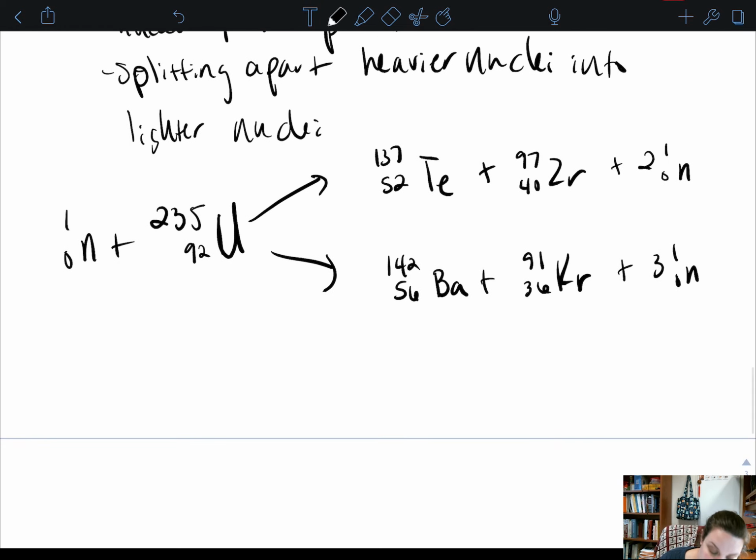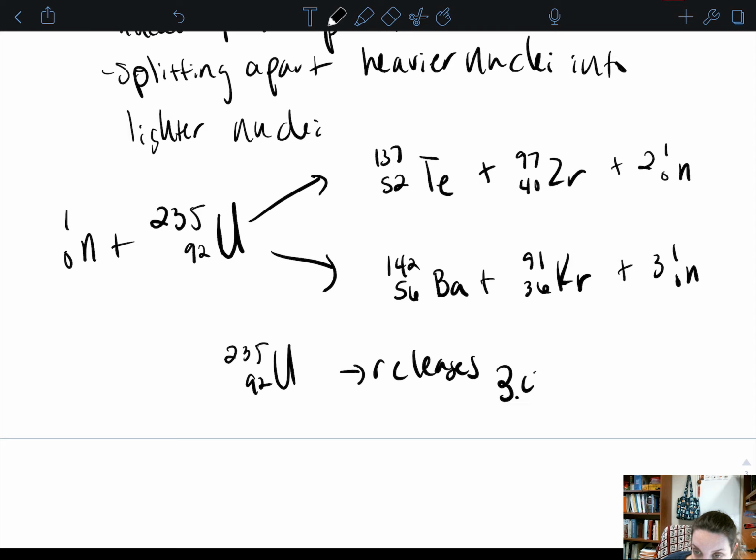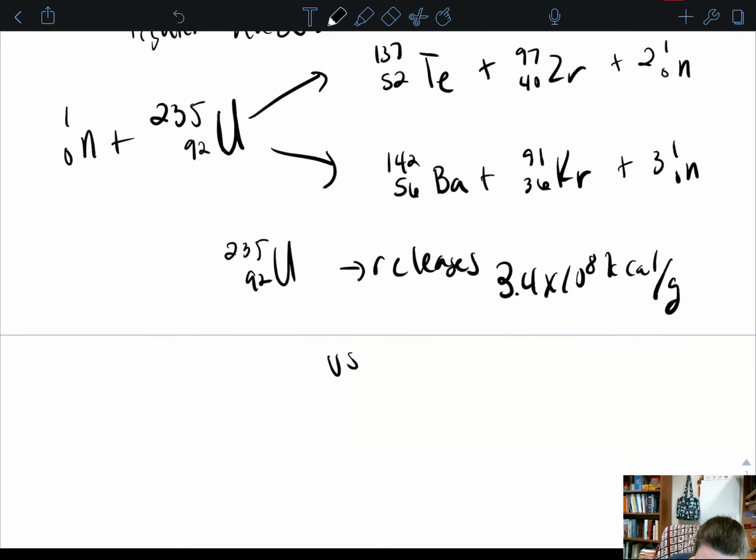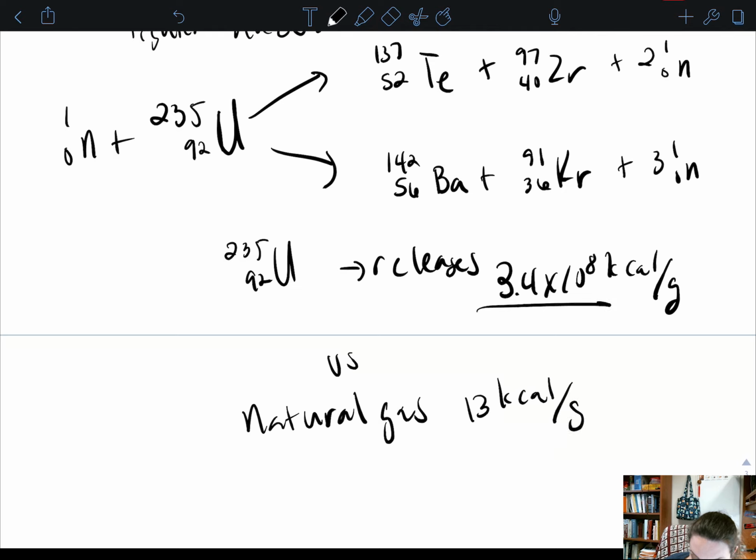So the breaking apart of uranium-235, this process releases 3.4 times 10 to the 8 kilocalories per gram. And this is versus something like natural gas, which is 13 kilocalories per gram. So 3.4 times 10 to the 8 versus 13.